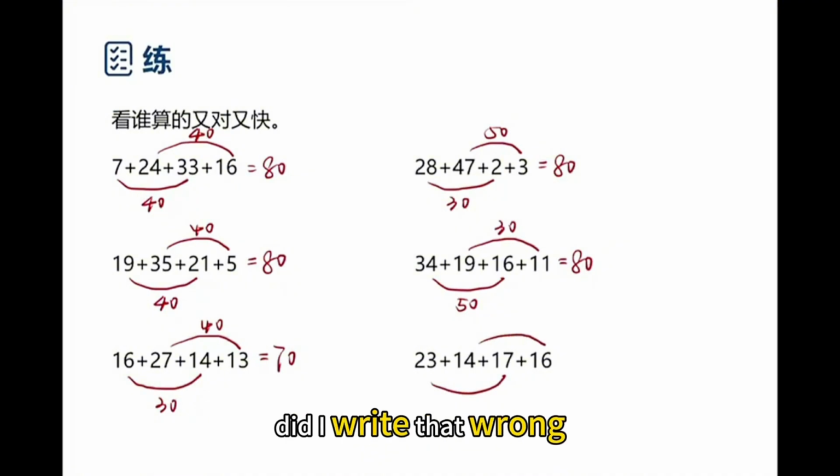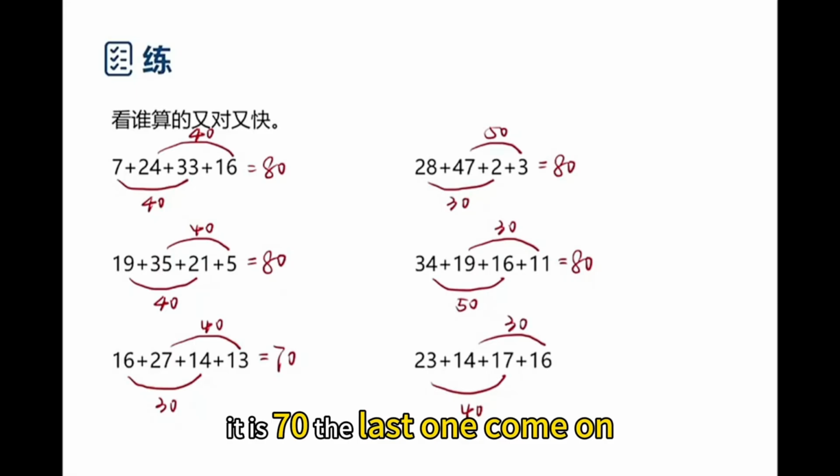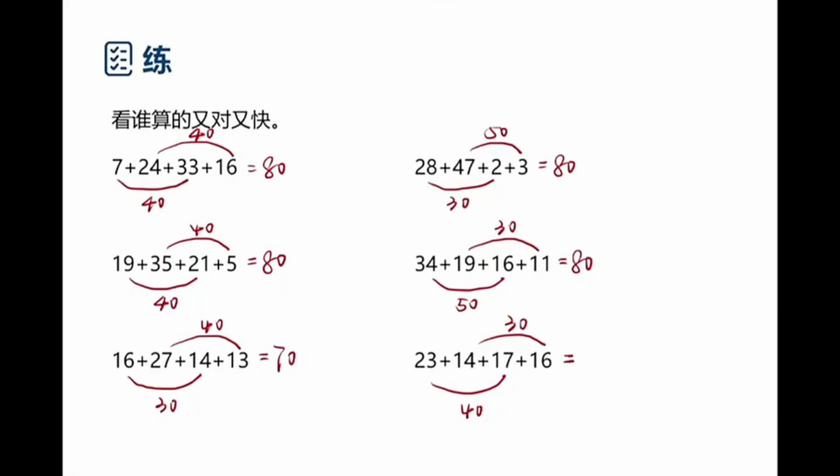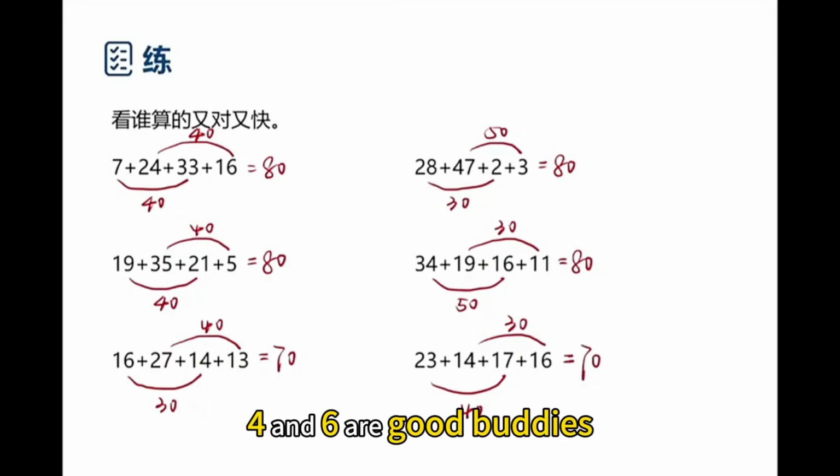Did I write that wrong? Let's check. No mistake. It is 70. The last one. Come on. 3 and 7 are good buddies. 4 and 6 are good buddies. 3 and 7 are good buddies.